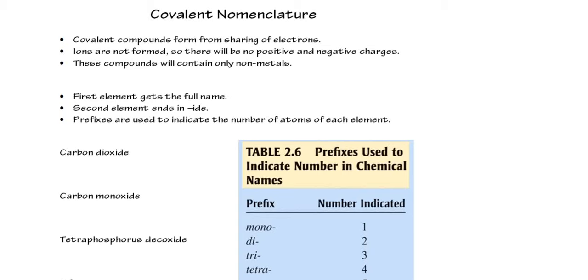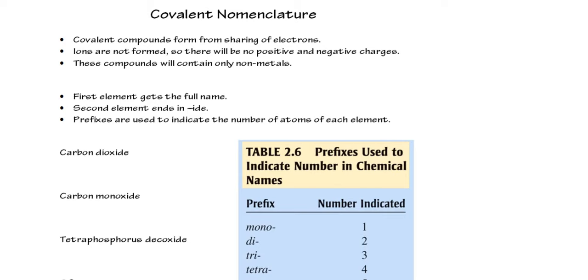So there's a lot of rules that go into writing the ionic formulas. You've got to find all the charges. You have to make them neutral. You need to know your polyatomics. You got to use the transition metals with their Roman numerals.